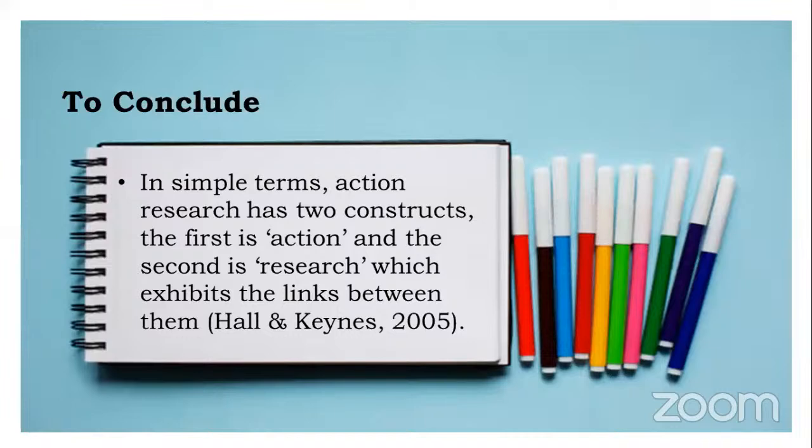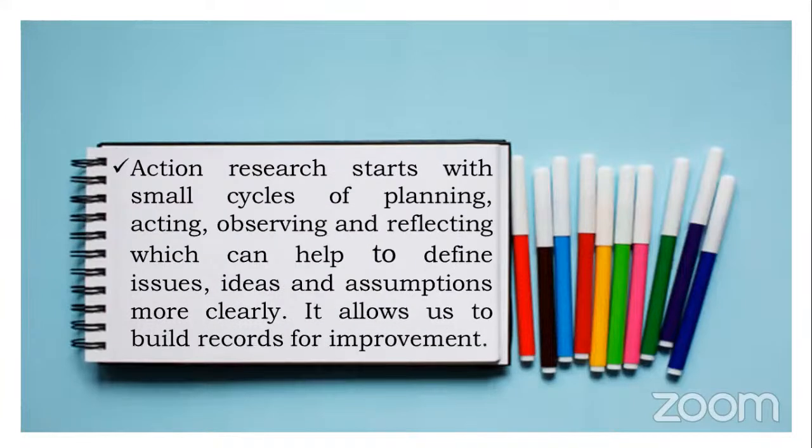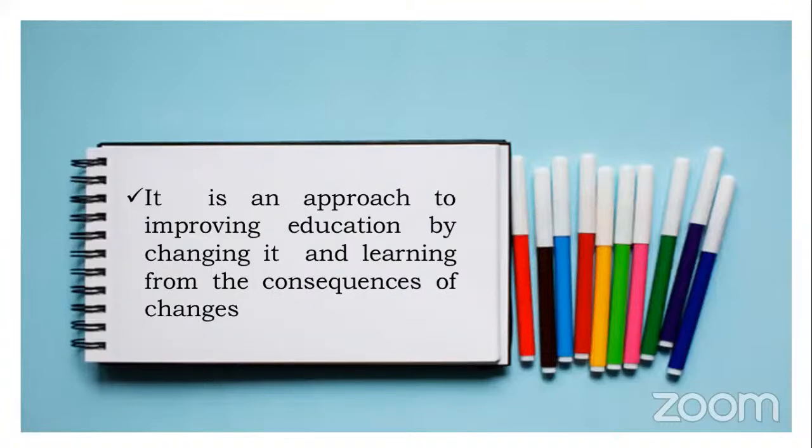So to conclude, in simple terms, action research has two concepts. The first is action, and the second is research, which exhibits the links between them, set by Hall and Keynes in 2005. Action research starts with small cycles of planning, acting, observing, and reflecting, which can help to define issues, ideas, and assumptions more clearly. It allows us to build records for improvement. This is an approach to improving education by changing it and learning from the consequences of changes.